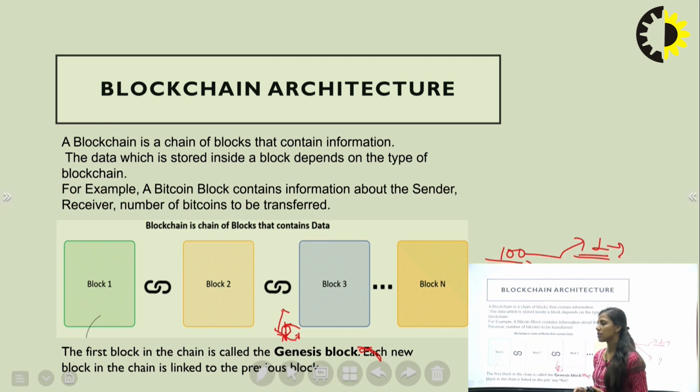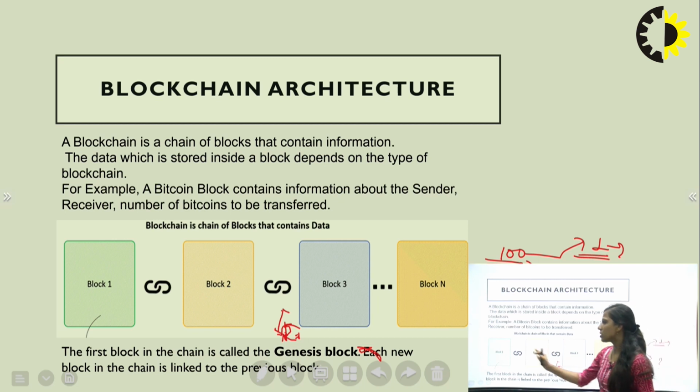For example, take Bitcoin. It contains information about the sender, the receiver, and the number of bitcoins to be transferred. Whatever information you are transferring is held in that particular block. In the Bitcoin example, the block has the sender, meaning who sent the amount, and who is going to receive it, and the number of bitcoins or transactions transferred. This is how the blockchain stores the information.